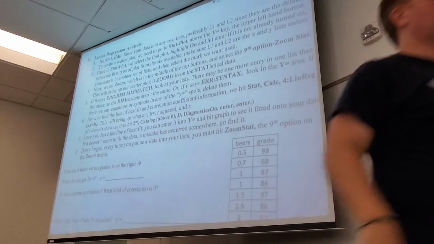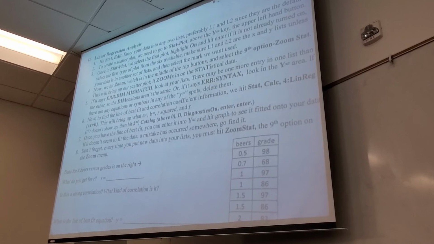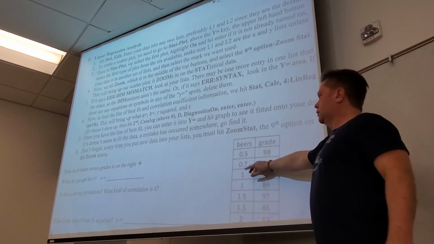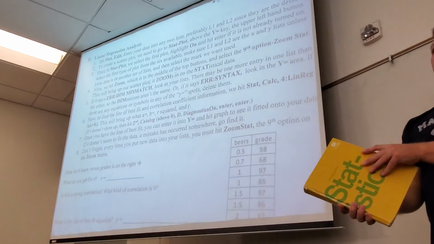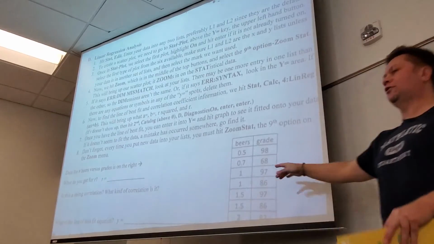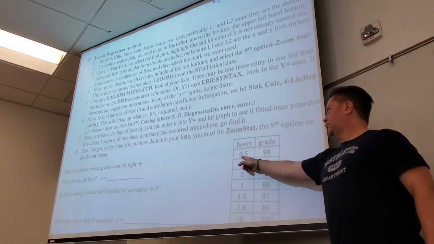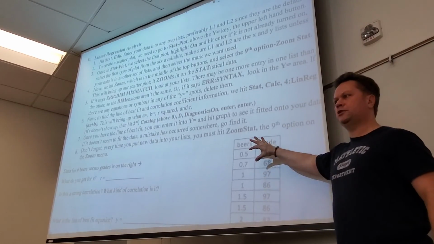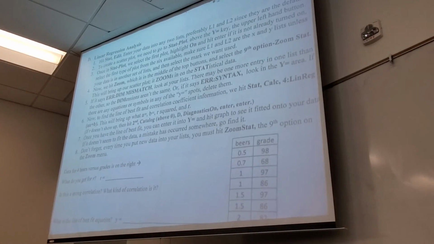Oh, and before we do this, so let me do this. Do you guys see this here, the beers and grade? Go ahead and start putting this into L1 and L2. Do you think you should sort these? Because 0.5 has to go with 98. Each row is a person, so you don't want to sort them. I like it.